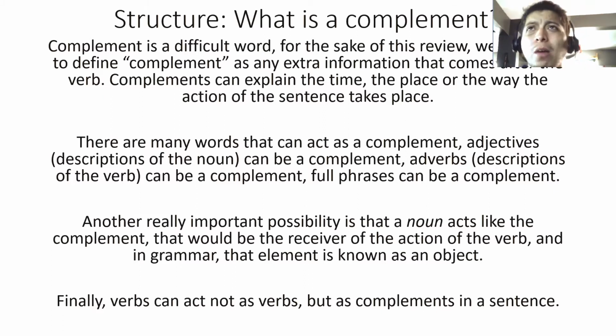So a complement is whatever extra information that you have after the verb. Complements can explain the time, the place, or the way the action of the sentence takes place. So you can have a complement of time, a complement of place, a complement of way. A complement, again, is just extra information. You can say something about when it happened, how it happened, why it happened, etc.